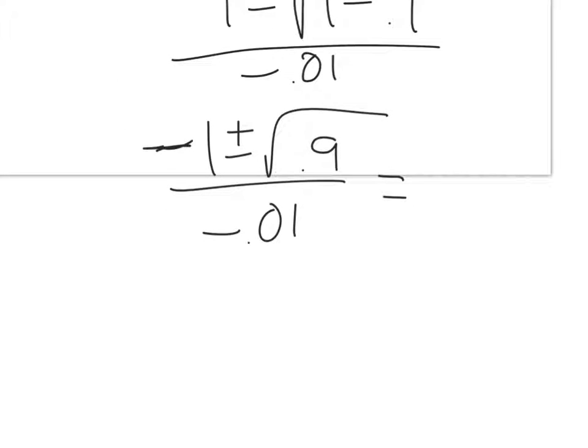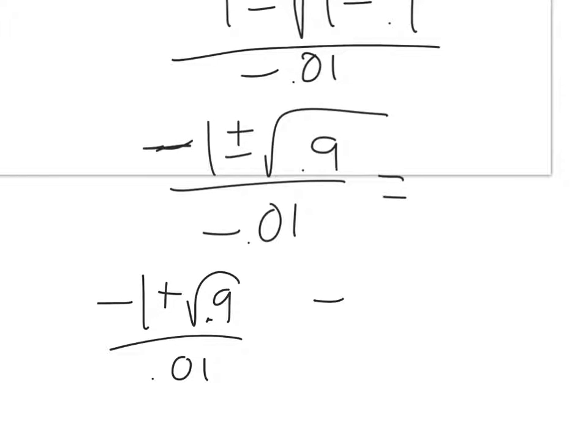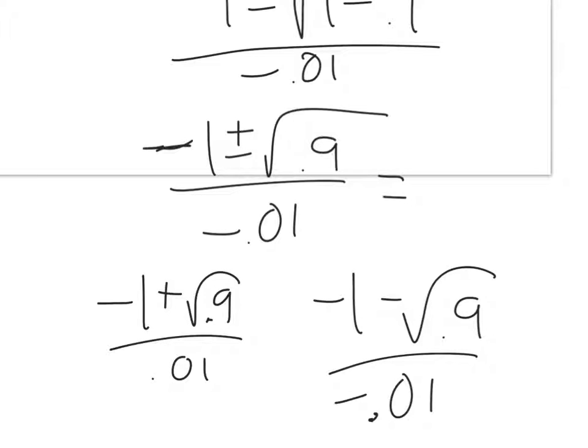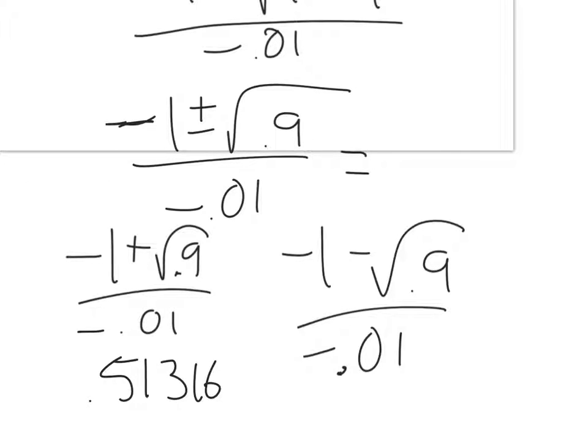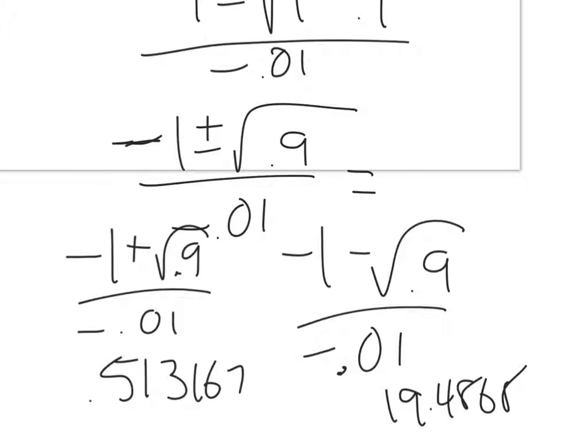So if I run this, now I'm going to run both of them. I'm just going to run them both through the calculator. I'm going to go negative 1 minus the square root of 0.9 over negative 0.01. And again, I'm letting the calculator do a lot of this. All right, so I'm going to go negative 1 plus the square root of 0.9 divided by negative 0.01. And that gives me positive 513.167. If I go negative 1 minus the square root of 0.9 divided by negative 0.01, I get 19.4868. So these are my two answers.